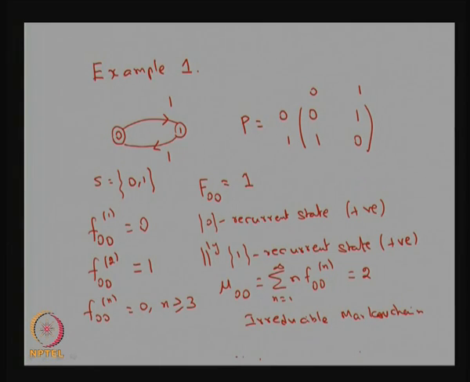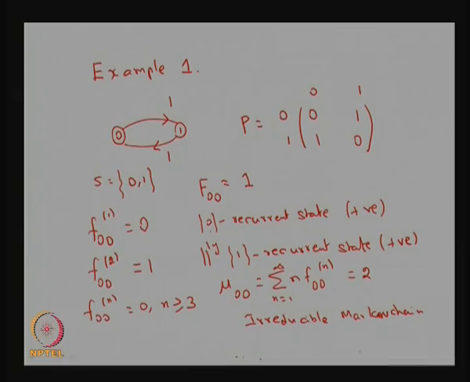This Markov chain is an irreducible Markov chain because the state space has only 2 elements and both the states are communicating with each other, and we land up with only one closed communicating class. Therefore, this is going to be an irreducible Markov chain. We can find out what is the periodicity of these states also.